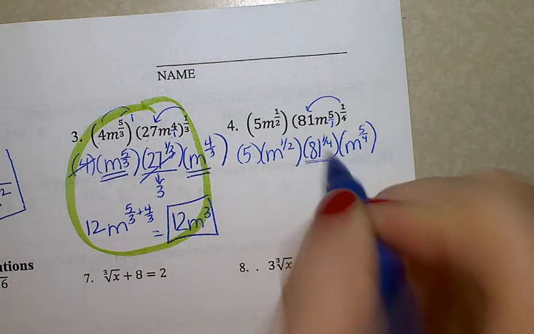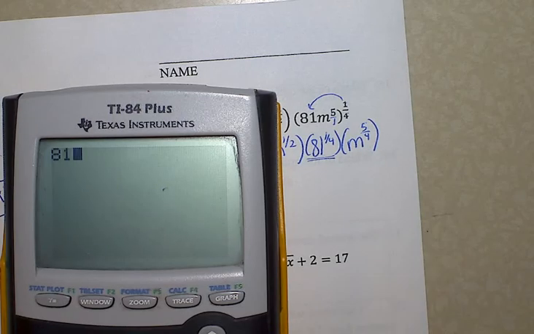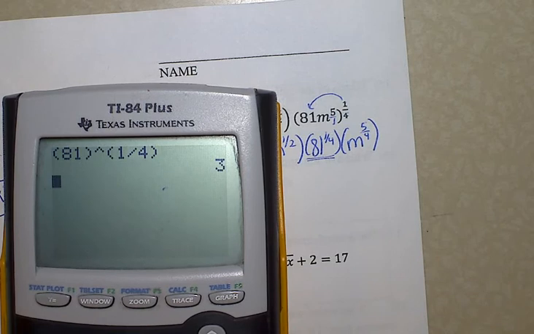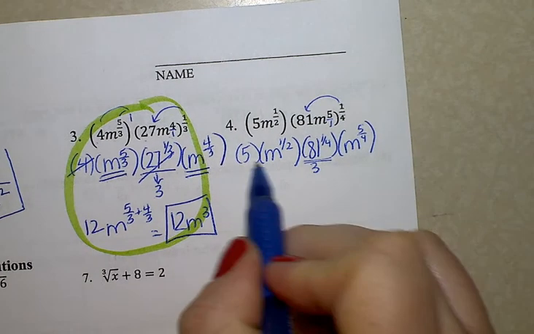If you have not memorized that or understand, you can grab a calculator, go 81 raised to the 1/4 power. You'll get an answer of 3. So this is 3. Okay, combining like terms. 5 times 3 is 15.